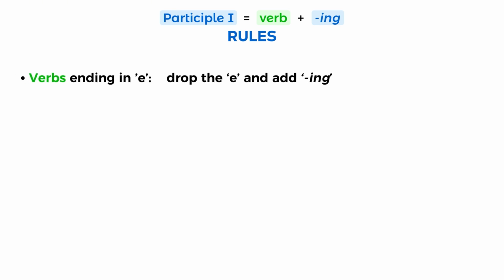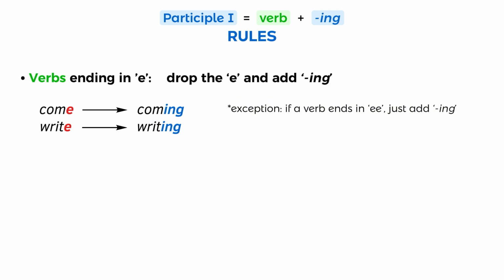Verbs ending in e drop the e and add -ing. Come becomes coming. Write becomes writing. Exception: if a verb ends in ee, just add -ing. See becomes seeing.